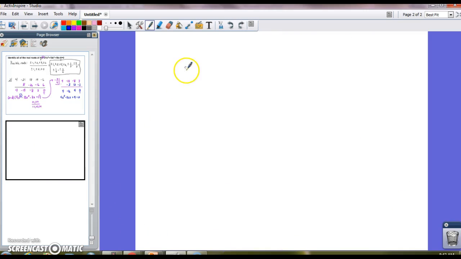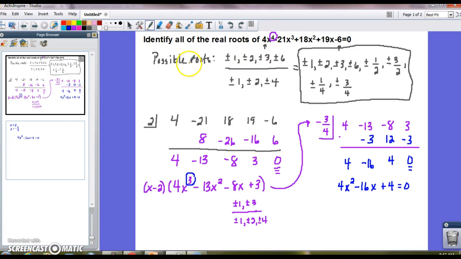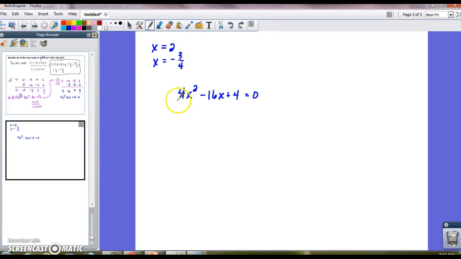So let's figure out what we had. We had x equals 2 as one of our roots. We had x equals -3/4 as one of our roots. And now we have this other polynomial, which is 4x squared minus 16x plus 4 is equal to 0. Remember, I should end up with 4 solutions because this is a 4th degree polynomial.